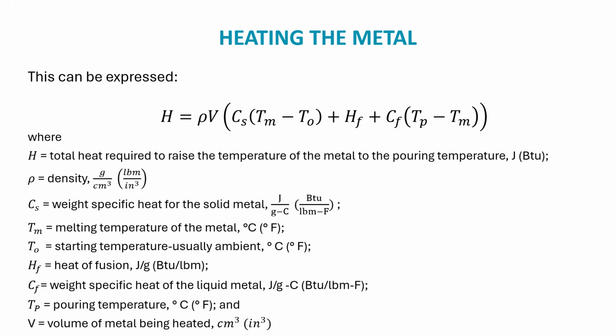H is the total heat required, rho is the density, Cs is the weight specific heat of the solid metal, Tm is the melting temperature of the metal, To is the starting temperature, usually the ambient, which is 25 degrees. The HF is the heat of fusion, the Cl is the weight specific heat of the liquid metal, and this will be in joule per gram degree. And the Tp is the pouring temperature, and the V is the volume of the metal to be heated.